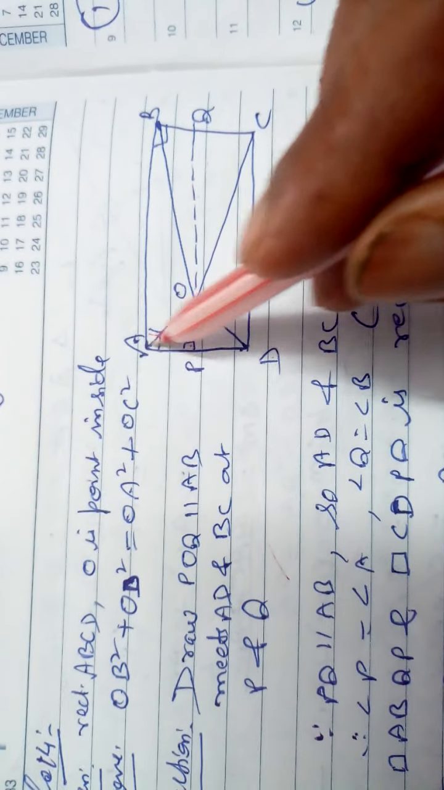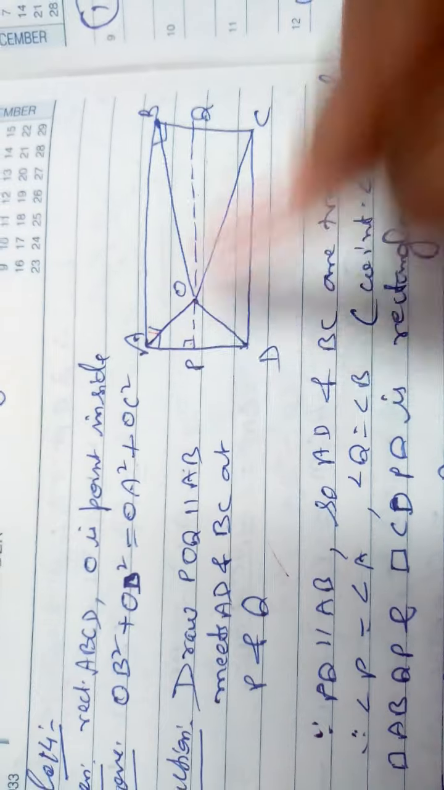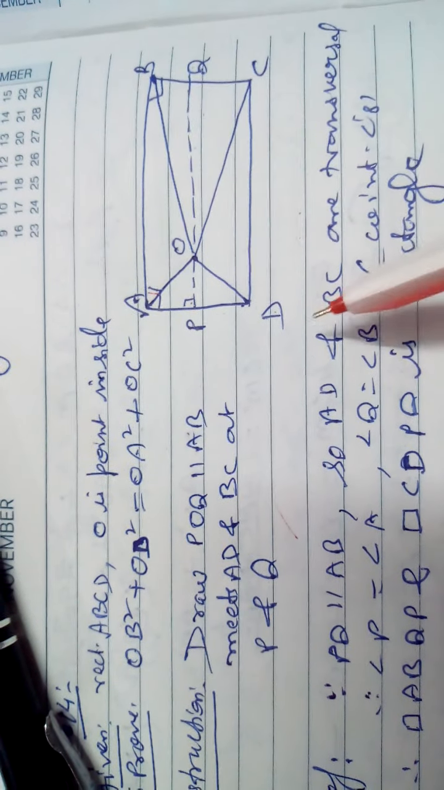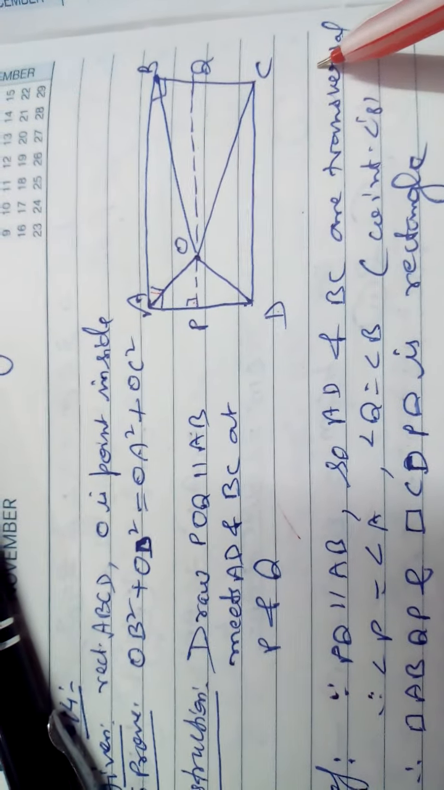So angle APQ is also 90. Angle BQP is also 90. So each angle of the quadrilateral is 90 degrees, then it is a rectangle. So APQB is a rectangle and DPQC is a rectangle.